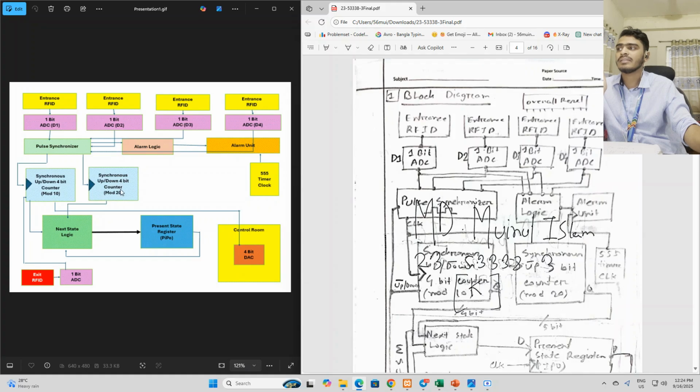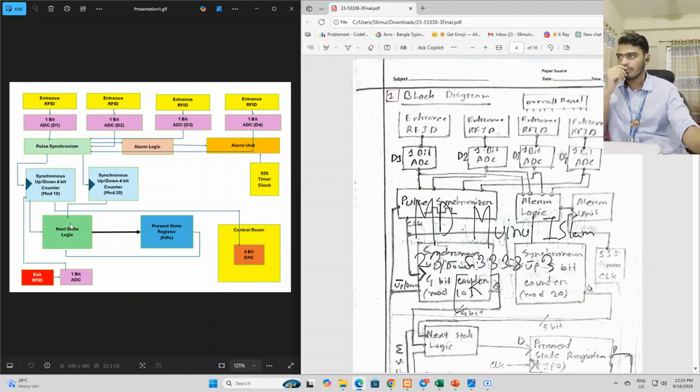So that's why I've added a mod 10 up and down counter, which can track entrance and exit, and an up counter which can track the entrance. Both of them are simultaneous. One of them is a mod 10 and one of them is a mod 20 counter. The output of these counters goes into this block.